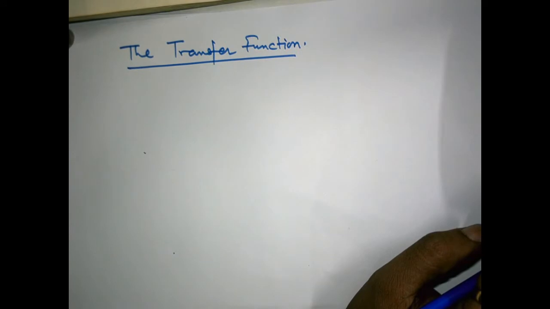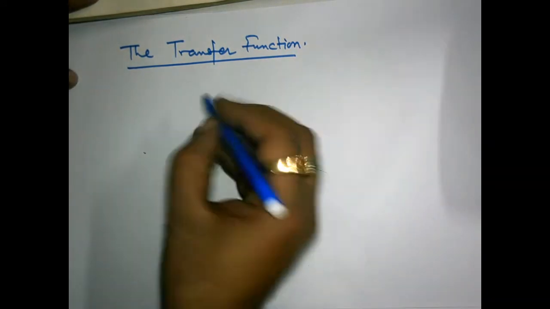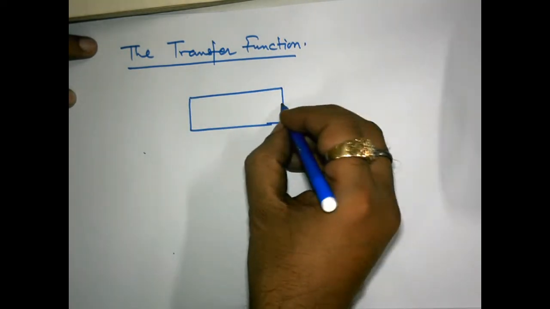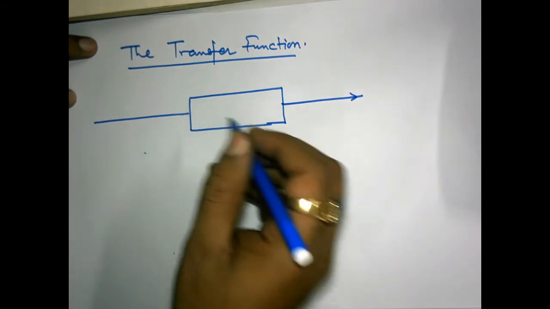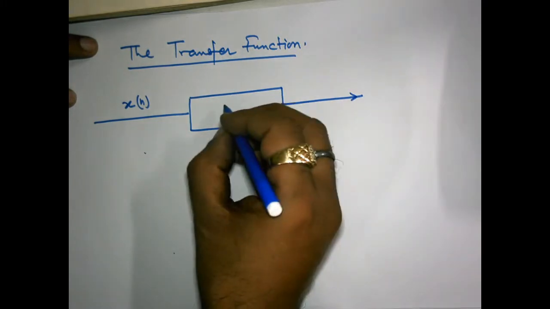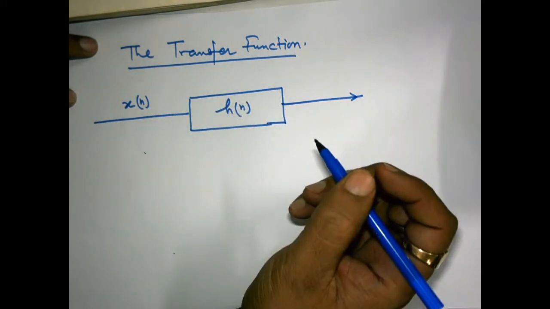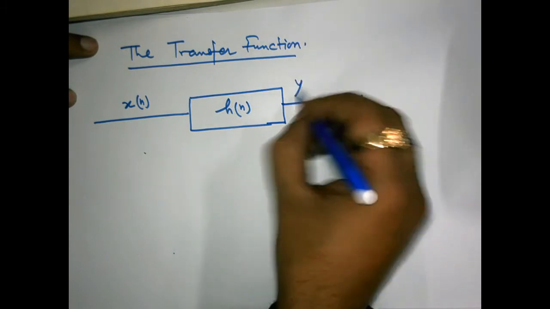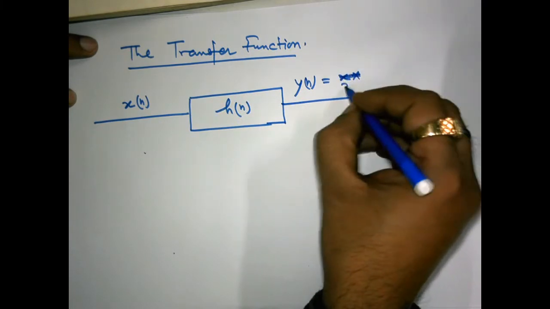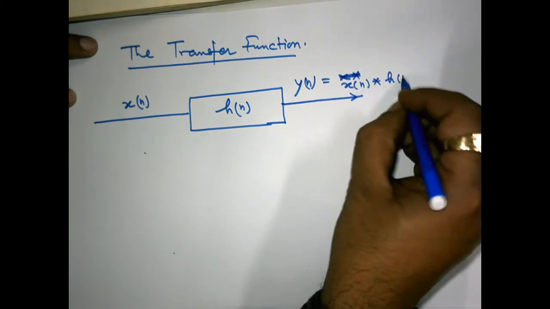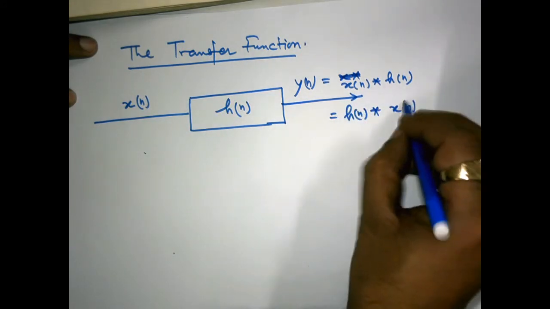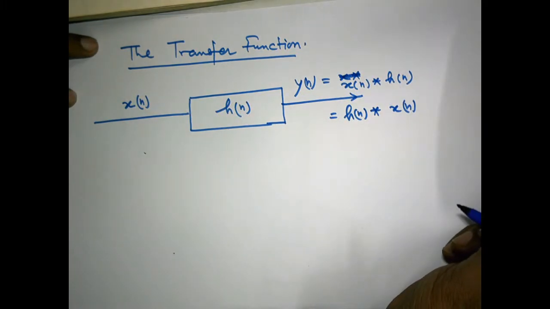The transfer function. In the time domain behavior of a linear time invariant system, we observed that if we supply an input x[n] to a system having impulse response h[n], then the output of this system is y[n] equal to x[n] convolved with h[n], or this is also equal to h[n] convolved with x[n], because convolution obeys the law of commutation.